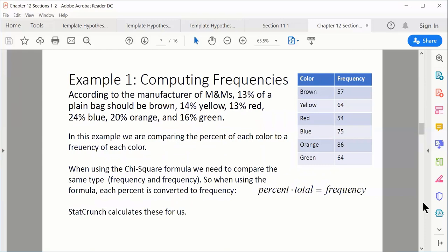So going back to the M&Ms model, according to the manufacturer of M&Ms, we had 13% brown, 14% yellow, 13% red, 24% blue, 20% orange, and 16% green. In this example, what we're comparing is a frequency of each color to a percent of each color. When you use the formula, as you'll see if you look in the book, they have to change all those percents to frequencies. So they convert it by taking a percent of the total to get frequencies. But StatCrunch does it all for us because we love StatCrunch.